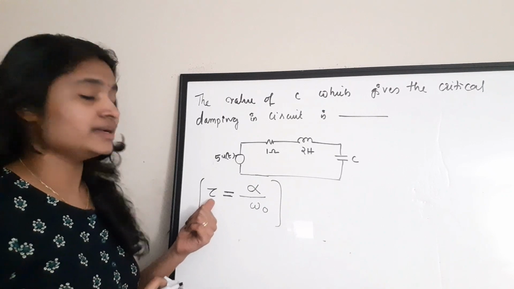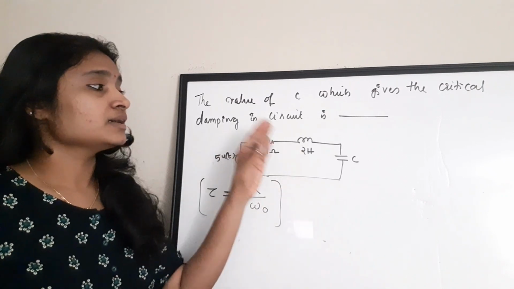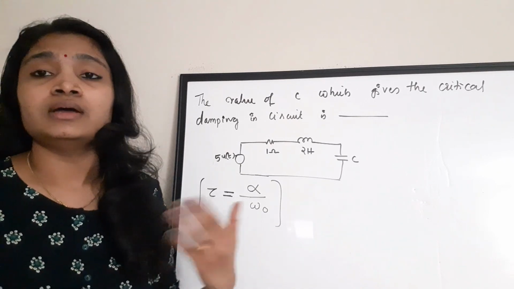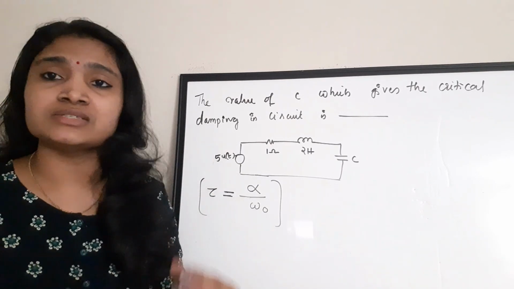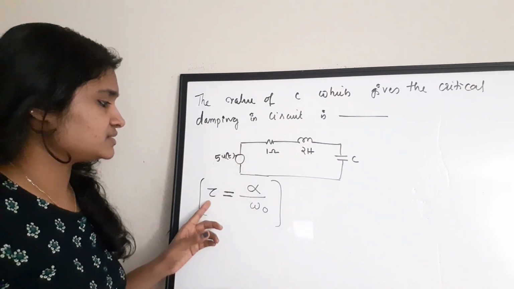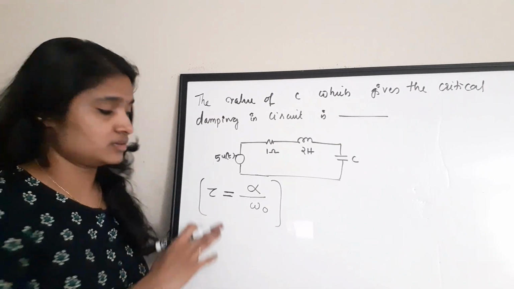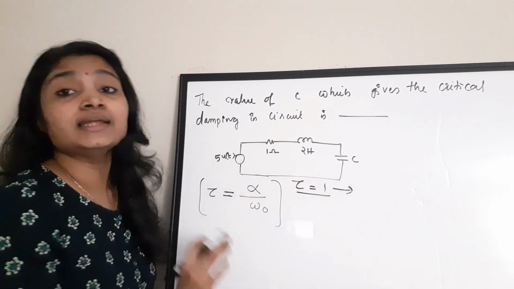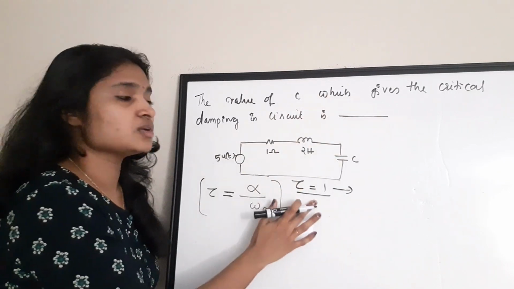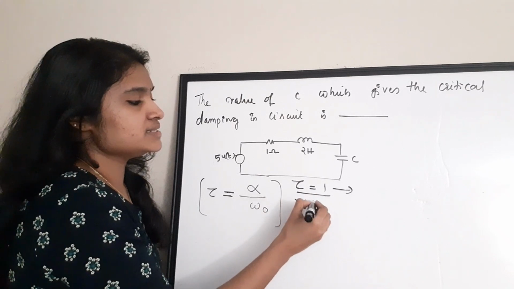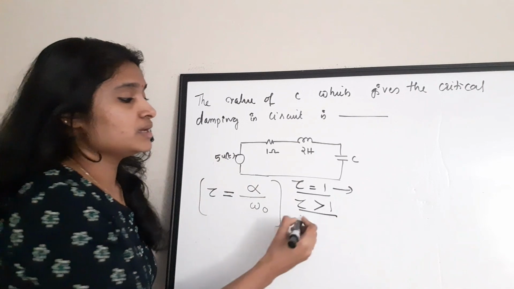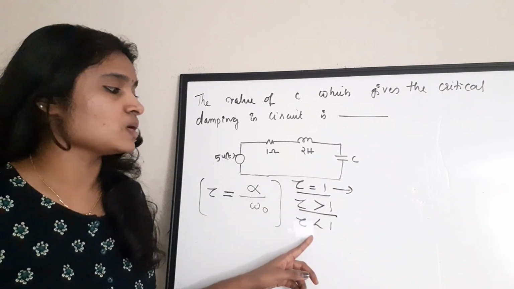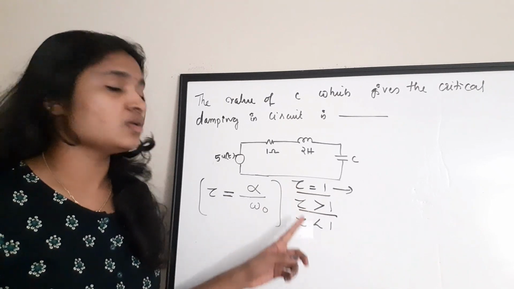Now, based on the value of this damping constant tau, you can classify this system as critically damped, underdamped or overdamped. Just like we say in the case of modulation, that is critically modulated, undermodulated or overmodulated based on the modulation index. So based on this damping constant or damping factor, if tau is equal to 1, we can say it is a critically damped system. For this question, it is a critically damped system, so tau is equal to 1. If tau is greater than 1, it is an overdamped system. If tau is less than 1, it is an underdamped series RLC circuit. Okay, so based on this damping constant, we can say whether it is critically damped, overdamped or underdamped.